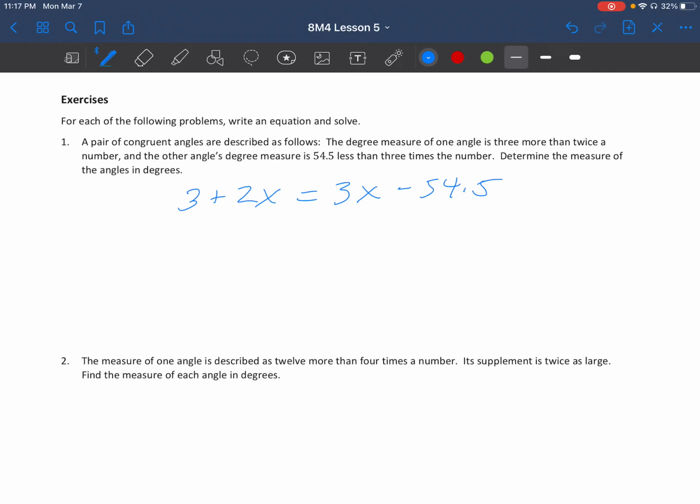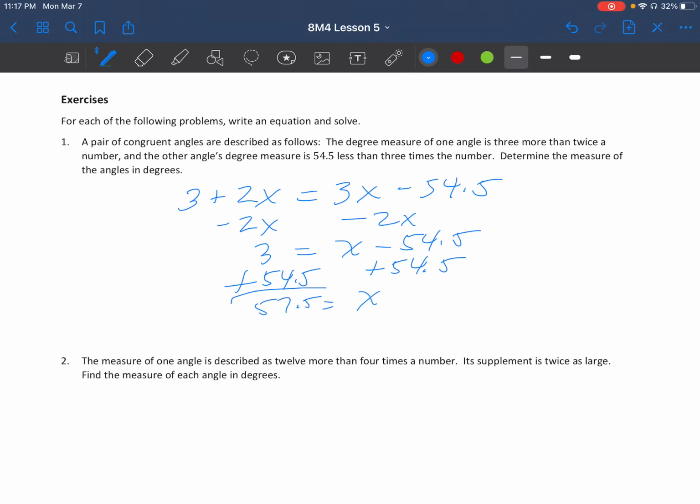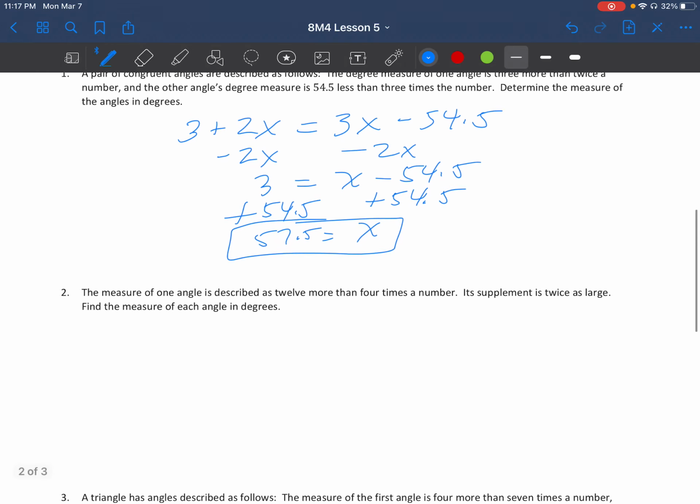So remember, the whole point of solving an equation is to isolate the variable. So in this case, we're going to subtract 2x from both sides. So we end up with 3 on this side. We end up with x minus 54.5 on this side. Now we're going to move this 54.5 to the other side, so we're going to add 54.5 to both sides. We end up with 57.5 equal to x. And there is our solution.